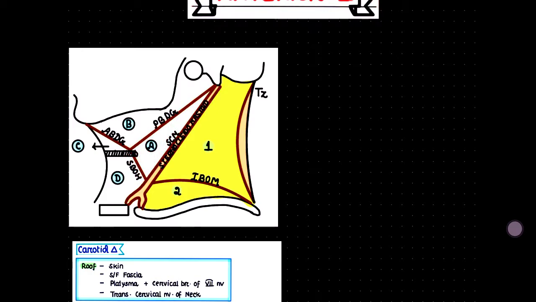We talked about two triangles, right? This A triangle and B triangle. This A is carotid, B is what? The digastric triangle. Now let's see what this triangle is. This triangle is called the submental triangle.